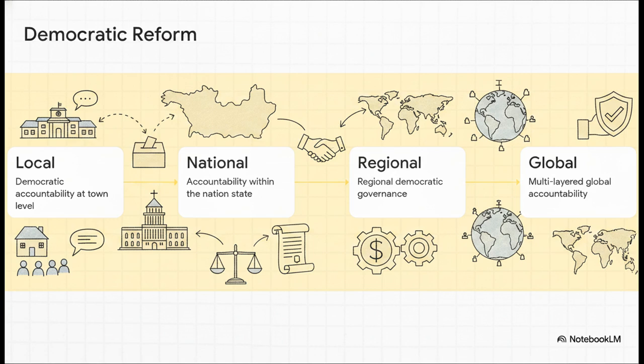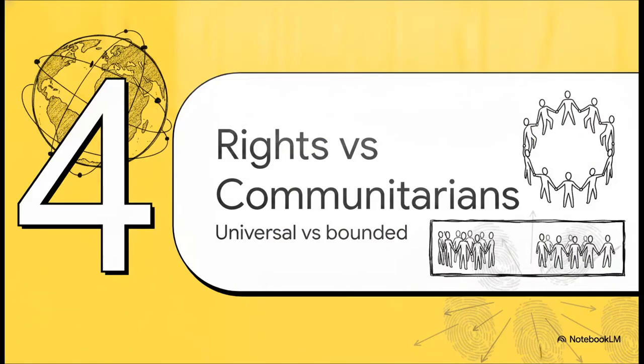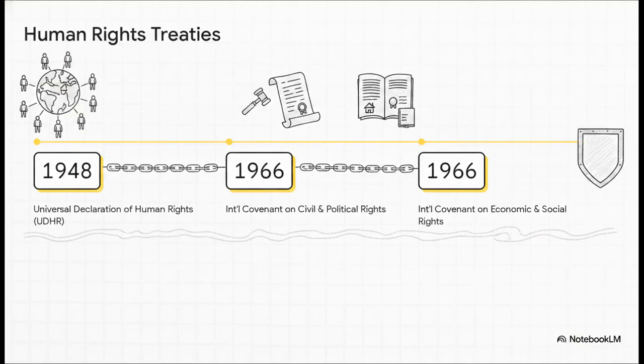It's all about ensuring that global institutions aren't just great powers bargaining behind closed doors. Let's jump into Part 4, Human Rights versus Communitarians. How do we actually enforce these freedoms? We do it through the most institutionally embedded model we have, human rights.